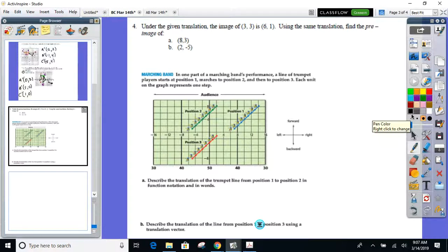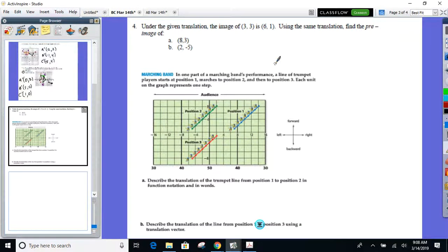All right, number 4. A lot going on here. There's a translation, and that translation moved (3,-3) to (6,-1). So we'll find the rule in a second. Some translation moved (3,-3) to (6,-1). I want you to use that rule, use that translation, but now take a look. Find the pre-image. So this was where I ended, guys: (8,-3) and (2,5). Where did I start using this rule?